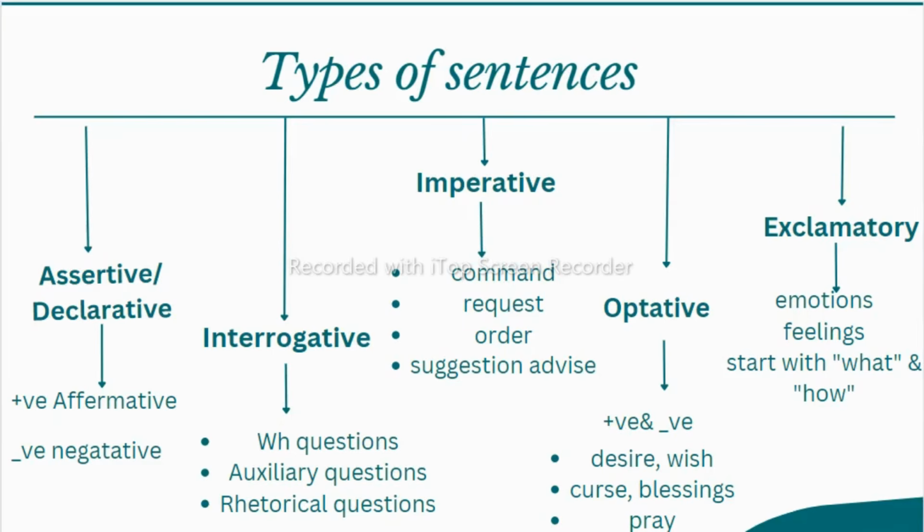Now let's see the types of sentences. There are five types: assertive, also called declarative sentences, which have affirmative and negative sentences. We'll see each one in detail. Interrogative: WH questions, auxiliary questions, and rhetorical questions. Imperative: command, request, order, and suggestion. In optative sentences, we have both positive and negative, where we find desire, wish, curse, blessings, and prayer. And exclamatory sentences, which are emotional sentences that have feeling and start with what and how. Now let's see each sentence in detail.